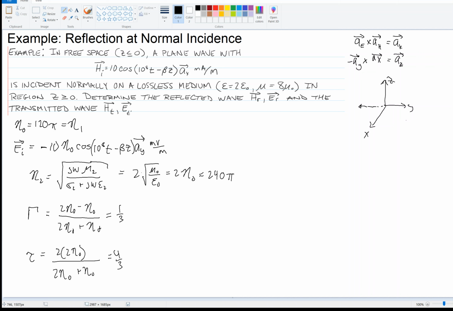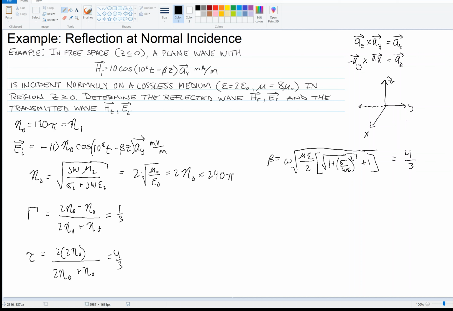So let's talk about transmission, and let's get beta first. I don't expect you to remember this, but you'll want to have it in your notes or bunny-eared in your book. Beta was defined like this: the square root of 1 plus sigma over omega epsilon, squared, plus 1. We're trying to find beta of the wave, so we plug in the frequency, omega of 10 to the 8th, mu is 8 mu 0, epsilon is 2 epsilon 0, and sigma is 0. What we find is that this is 4/3.